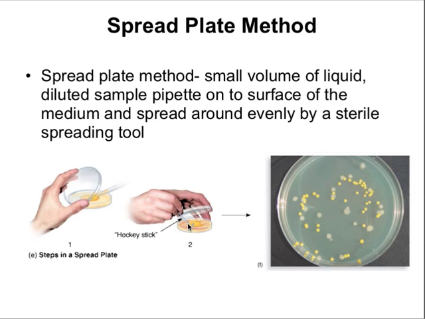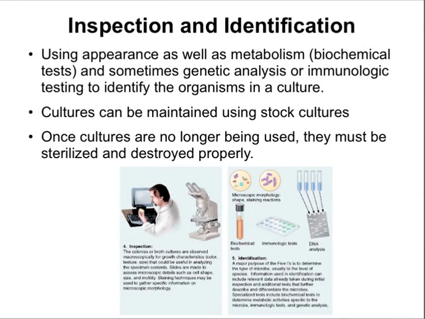Again, this allows the cells to be spread out on the surface, allowing space and nutrition for new colonies to grow. So this technique has a similar result to the streak plate method, except that it does require a small volume of liquid sample. Okay, so far we've had 3 of the 5 I's. We've had inoculation, incubation, and isolation. Now we've got 2 left, inspection and identification.